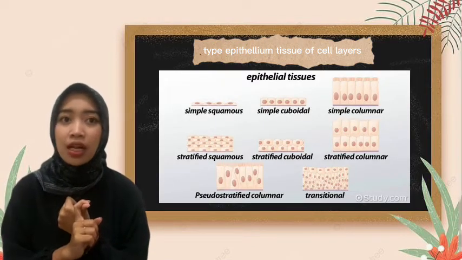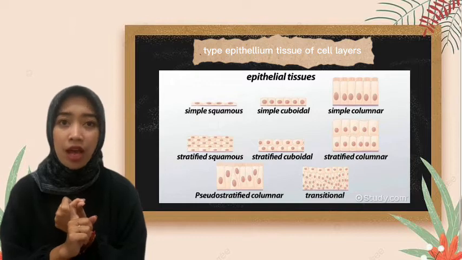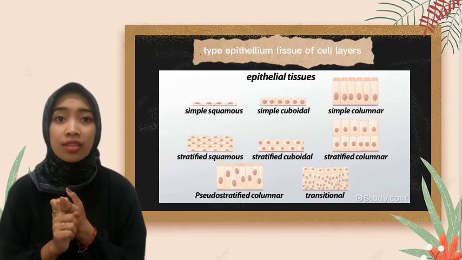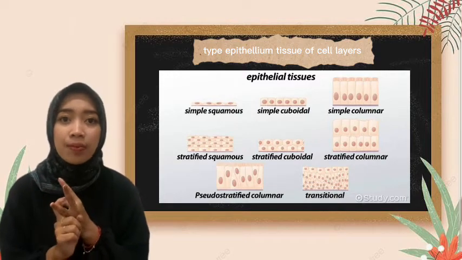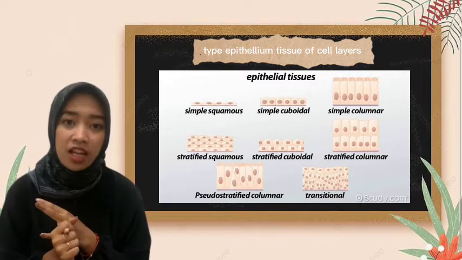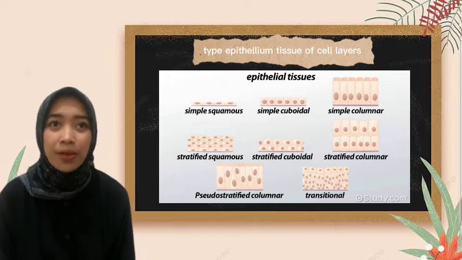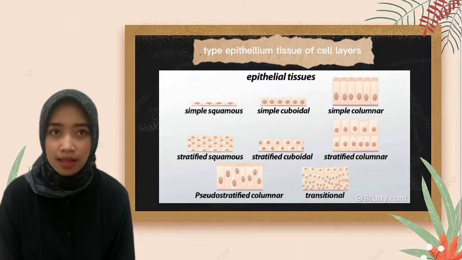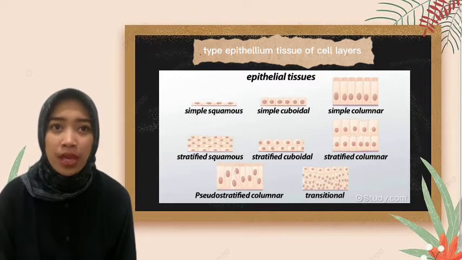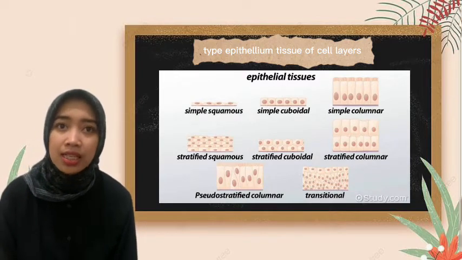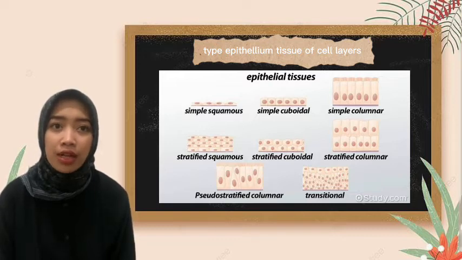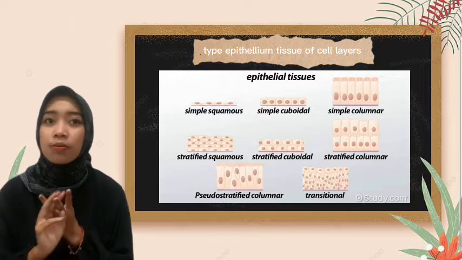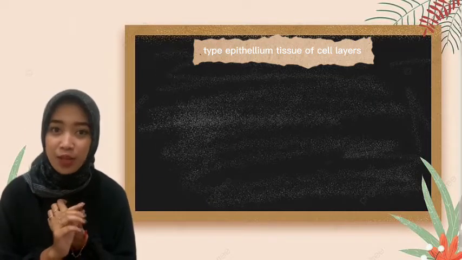Number 1, simple epithelium is epithelium whose cells are single layered, namely simple squamous, simple columnar, and simple cuboidal epithelium. Number 2, stratified epithelium is an epithelium consisting of several layers of cells: stratified squamous, stratified columnar, and stratified cuboidal epithelium, as well as transitional epithelium. And number 3, pseudostratified epithelium.